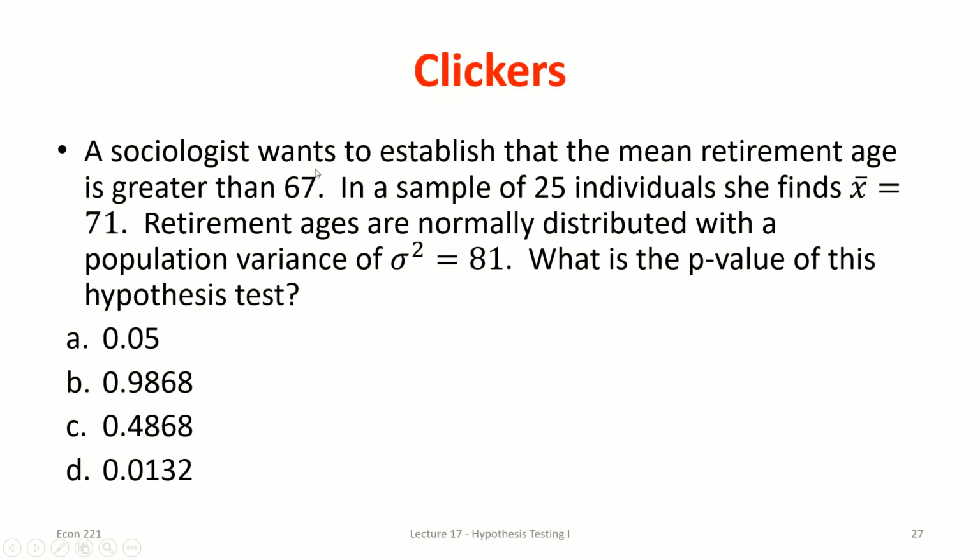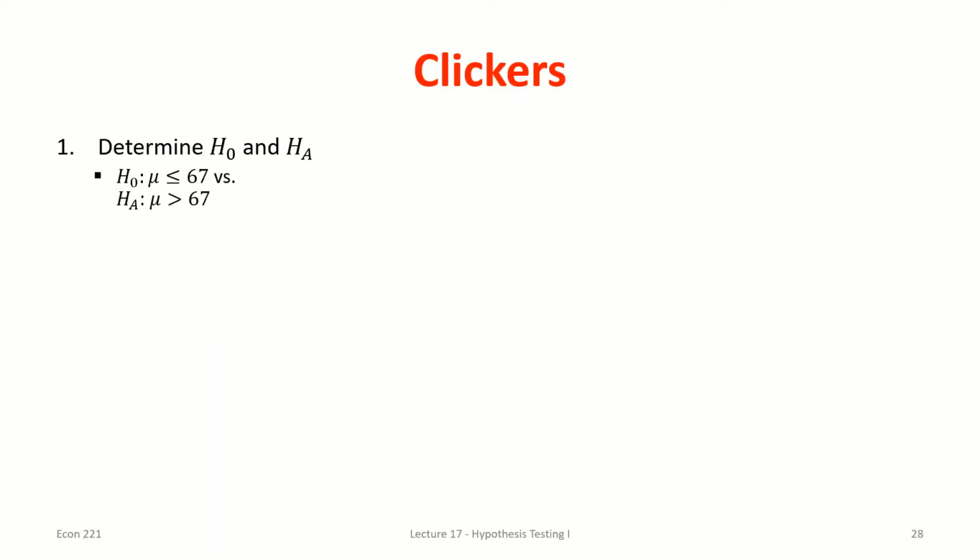So we're saying the mean retirement age is greater than 67. That's our alternative hypothesis. So if we're writing this out, our alternative hypothesis is that it's greater than 67. We assume the exact opposite is true, right? That it's less than or equal to. So what type of tailed test do we have? Well, we have a greater than sign in the alternative hypothesis, so it's a right-tailed or greater than test.